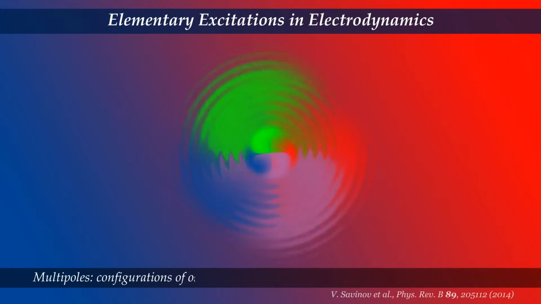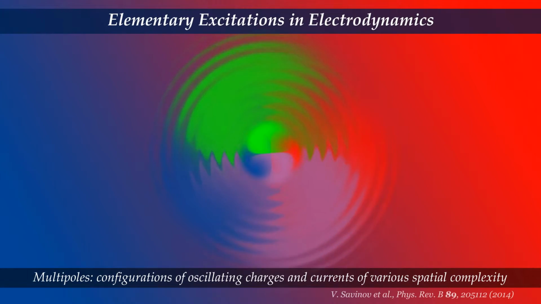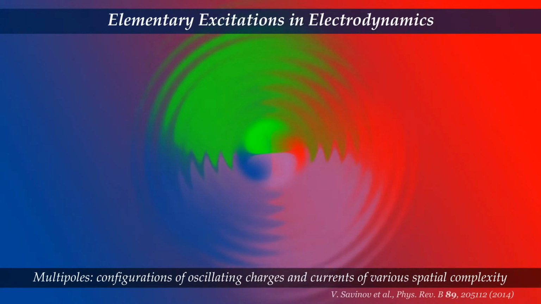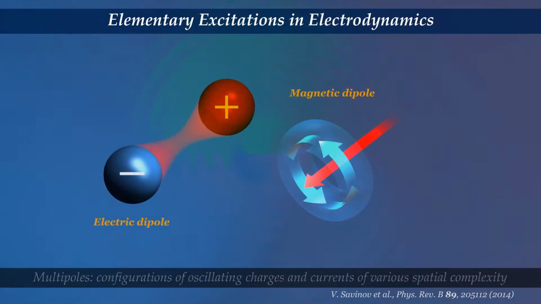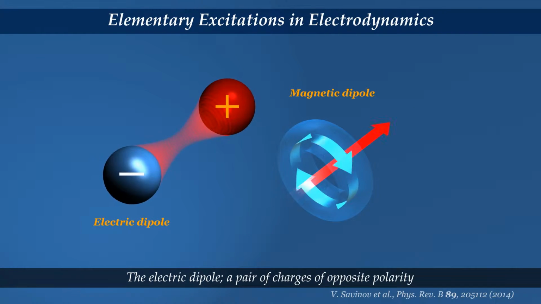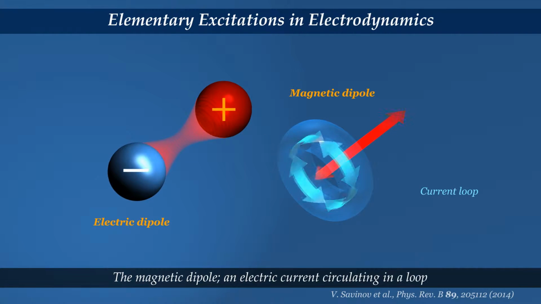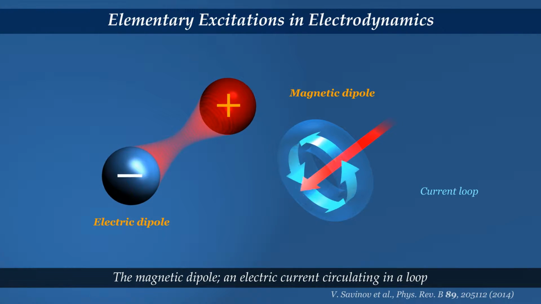An excitation in electrodynamics is usually expanded into a combination of electric and magnetic multipoles, elementary configurations of oscillating charges and currents of various special complexities. The simplest of them all are the electric dipole, represented by a pair of charges of opposite sign, and the magnetic dipole, produced by an electric current oscillating in a loop.